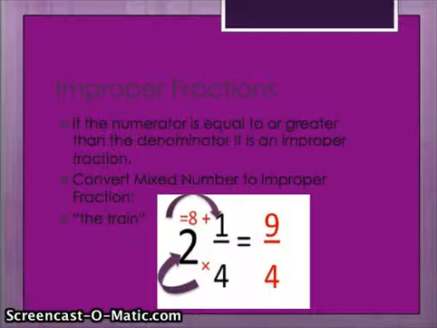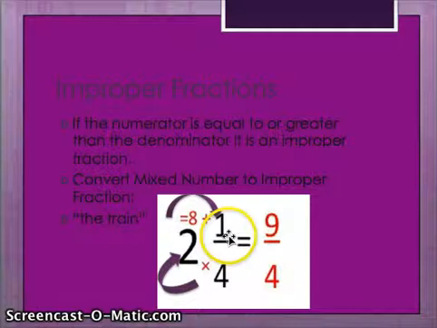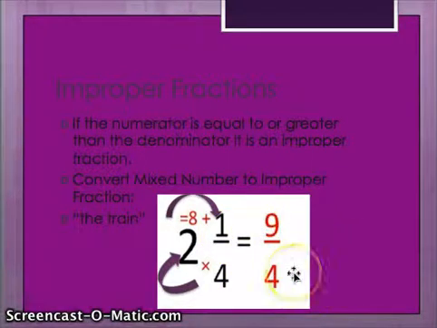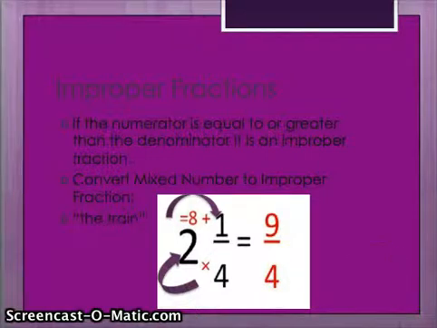So in order to do that, you take the denominator times the whole number, which equals 8, and then you add the numerator, which equals 9. The denominator always stays the same, so our improper fraction is now 9/4, because remember, improper fractions mean that the numerator is larger than the denominator.